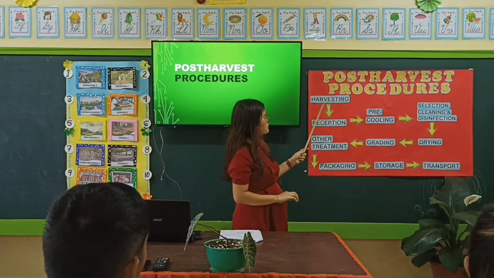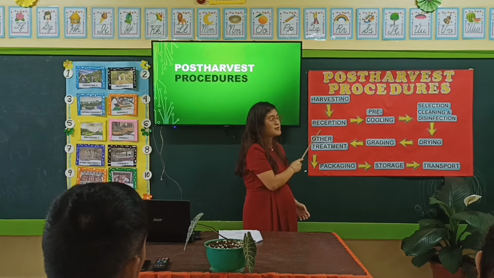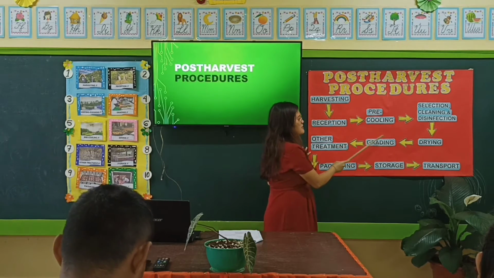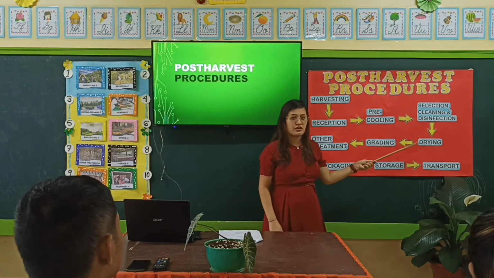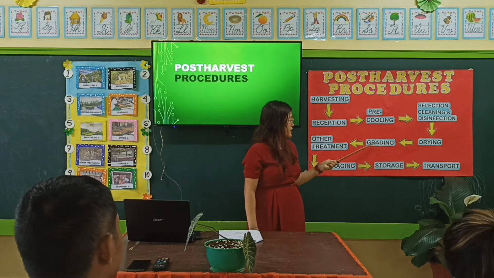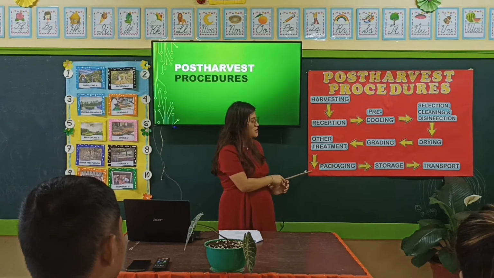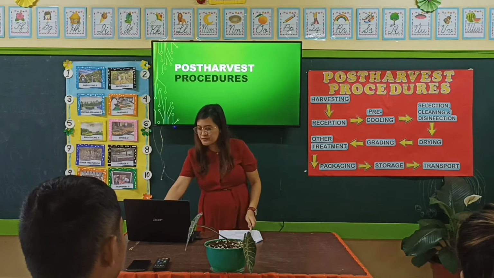So post-harvest procedures. So first, we have the harvesting. Next to that is the reception. Next is the pre-cooling. Next is the selection, cleaning, and the disinfection. Next to that is the drying. After is the grading. Next is the other treatment, packaging, storage, and lastly is the transport.